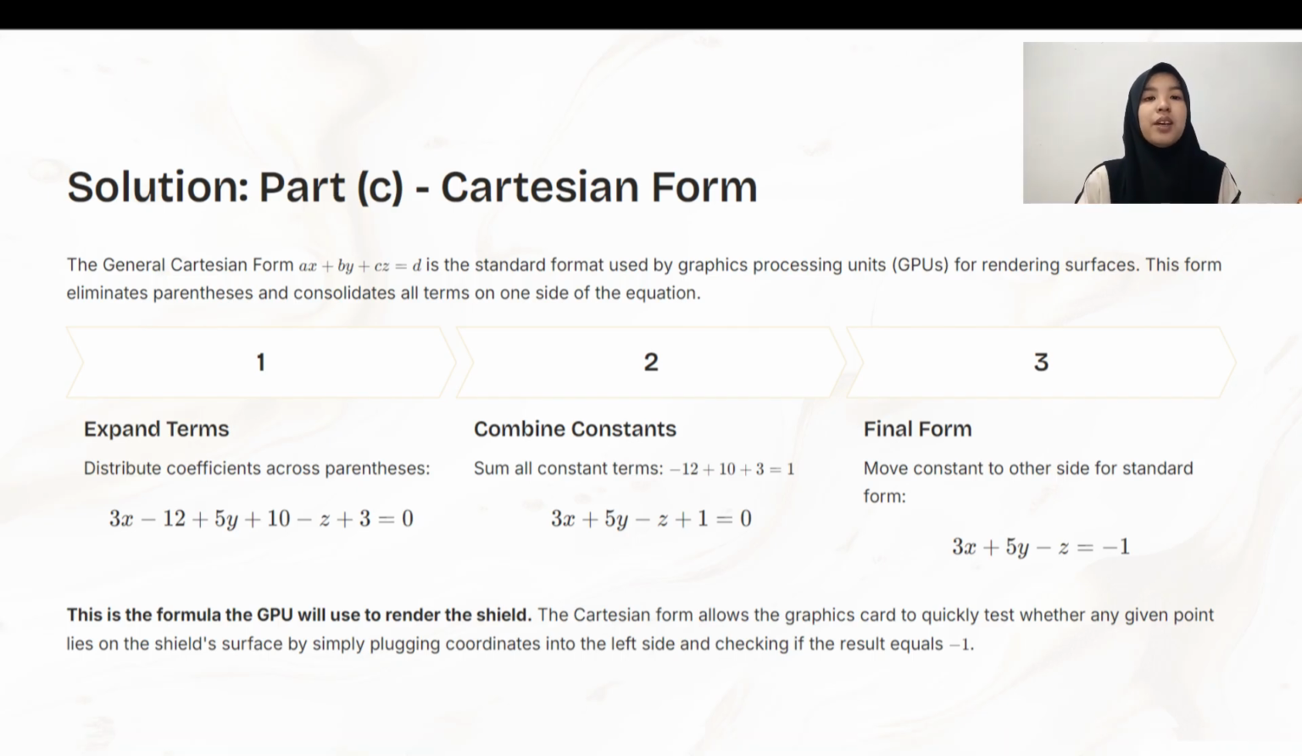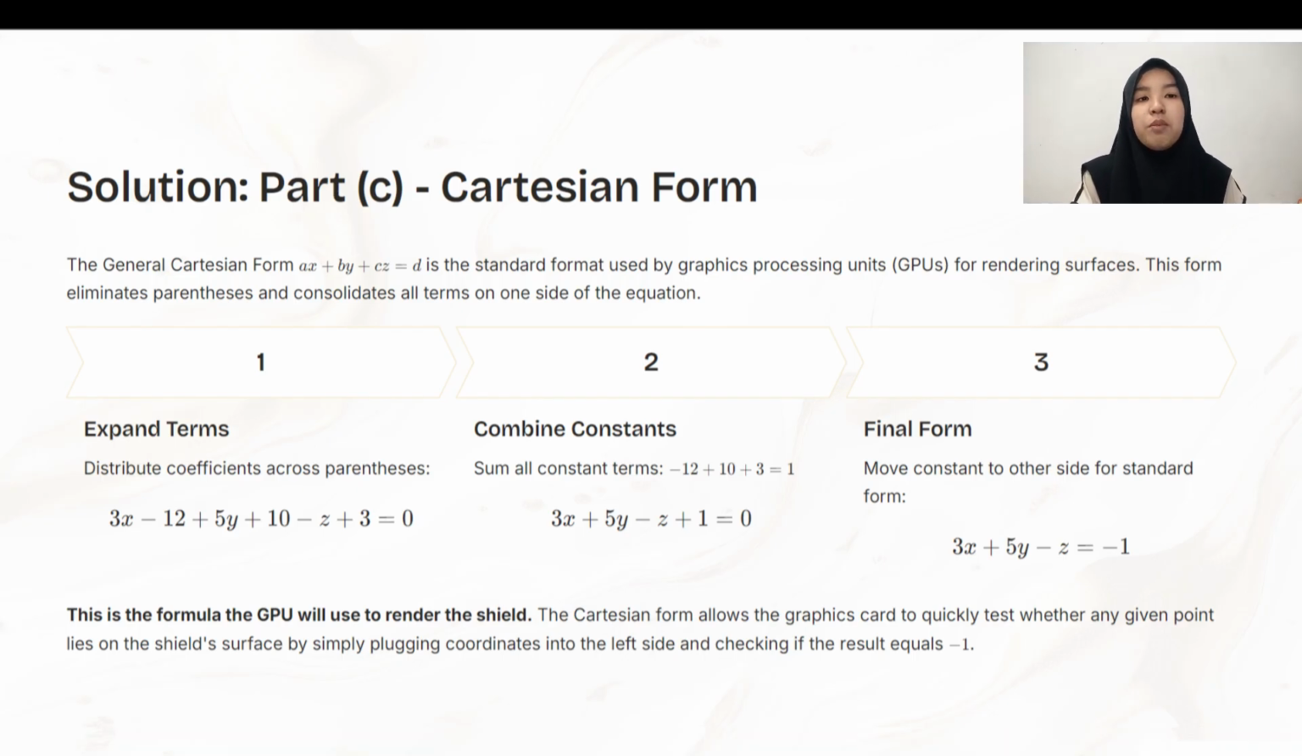So first, we expand the terms. From the scalar equation from part B, we expand and get 3x minus 12 plus 5y plus 10 minus z plus 3 equal to 0. So we combine the constants, and then we get 3x plus 5y minus z plus 1 equal to 0. We then move the constant to the other side for standard form, and we get 3x plus 5y minus z equal to -1.